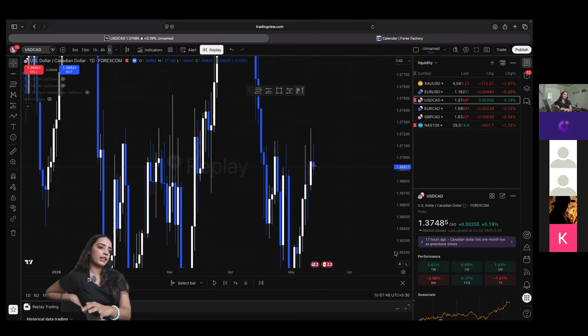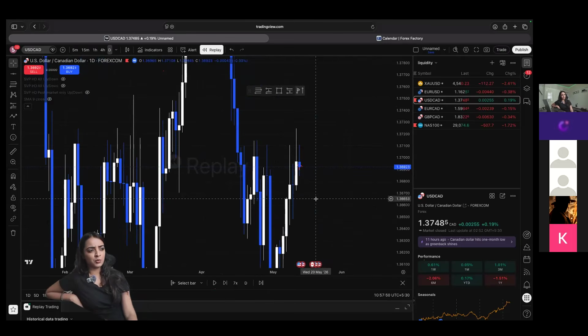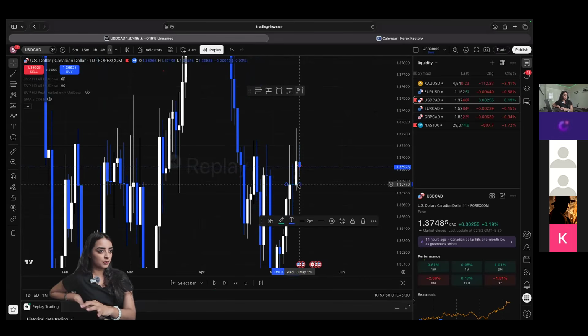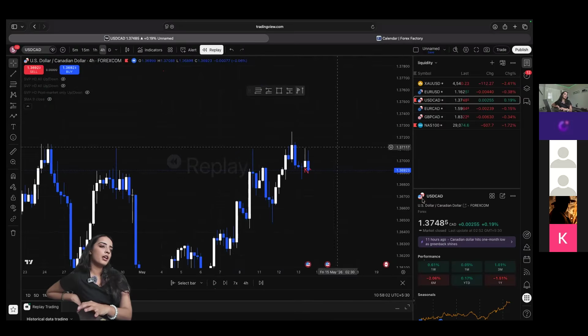So I was in the daily time frame, and what do you think the direction of daily was during that time? Bullish. Simple stuff. The last break was here. This was bullish. Great. Then I went on the 4-hour time frame.